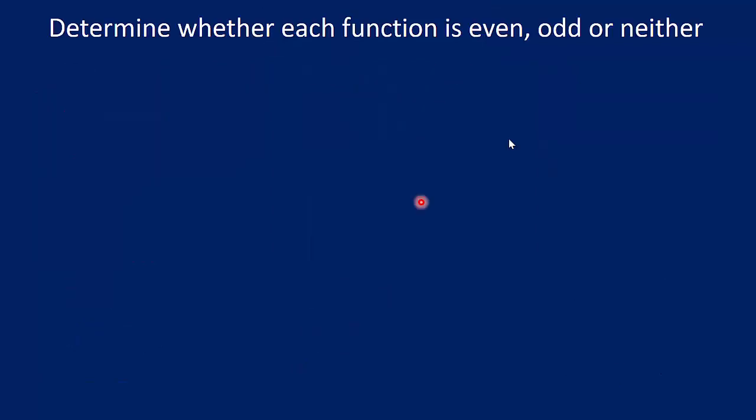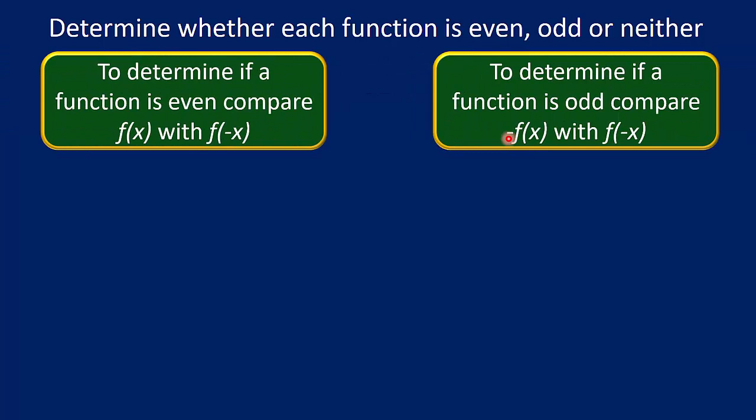Now, let's see what is required if we encounter a function. What's required of us in order to determine if it's even, odd, or neither? So let's remember a couple of things here. To determine if a function is even, we're going to compare the original function, f of x, with what happens when we replace the x's with negative x. If those two are the same, then we have an even function. Now, to determine if a function is odd, we compare f of negative x, replacing all the x's with a negative x, and see if that's the same as taking the opposite of the function.